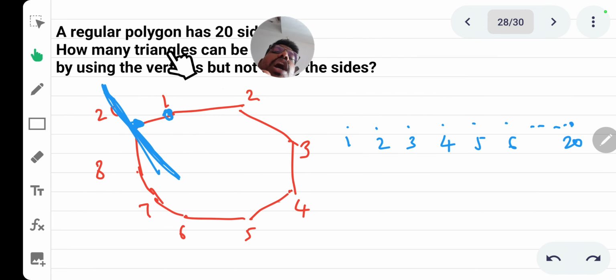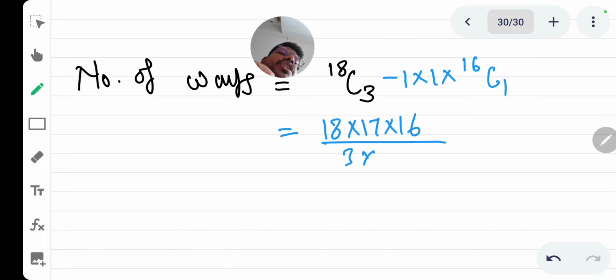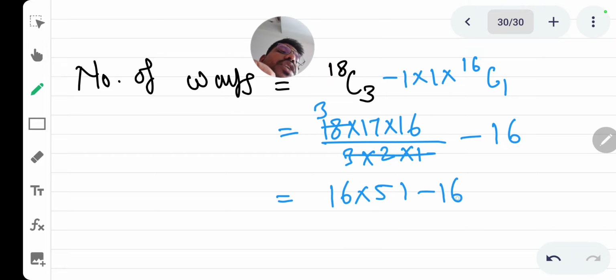The question was how many triangles can be drawn by using the vertices but not by using the sides. So what will be the answer? Let us see. 18C3 is 18 into 17 into 16 upon 3 into 2 into 1. 16C1 is 16. So 3 into 2 is 6, 6 3s are 18. So this would be 16 into 51 minus 16.